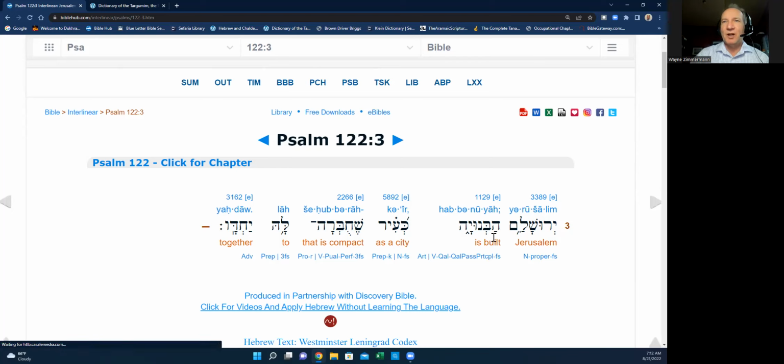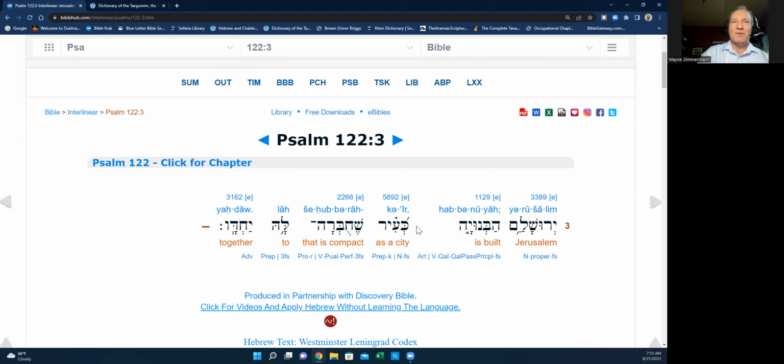Then it has the word bana put here with the article in front, habnuya, which just means that it is built. It is the word bana, which you may be familiar with, used very commonly in the Bible. And then the next word is ir, which is city, and it has the kaf in front as a preposition, meaning like, as, because. Kaf has dozens of different meanings it could be. But of course, here it fits as a city. So Jerusalem was built as a city.